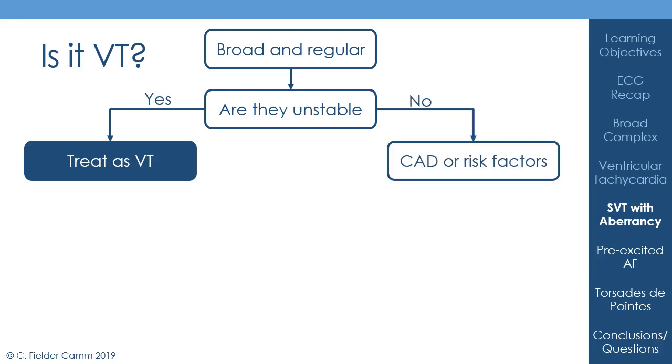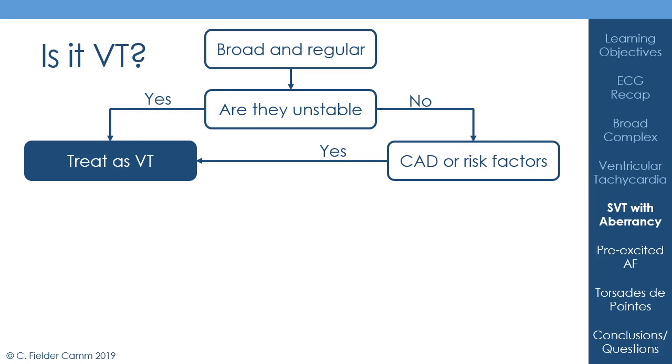Okay, if they're not unstable, so you've got a stable patient, the next question is, do they have coronary artery disease, or do they have significant risk factors for coronary artery disease? And I think if the answer is yes, then you should treat them as ventricular tachycardia. So in people with coronary artery disease, the chances that a broad complex tachyarrhythmia is ventricular tachycardia is about 90%. Okay, and so just play the numbers here and treat them as VT.